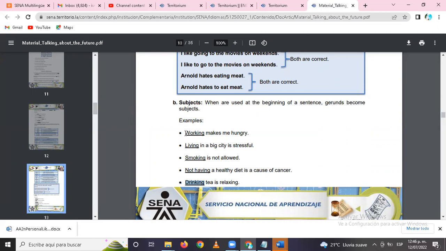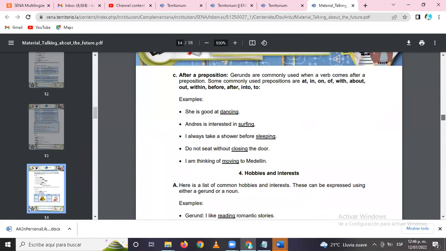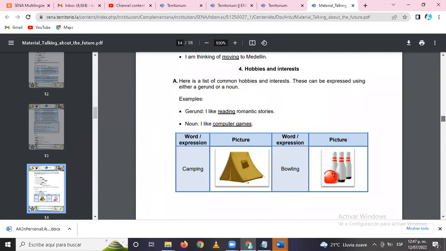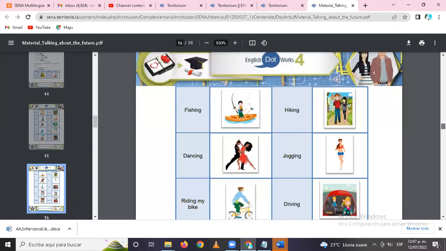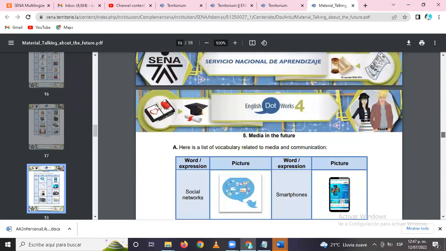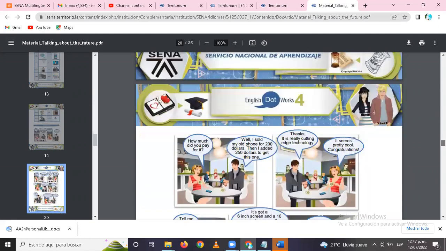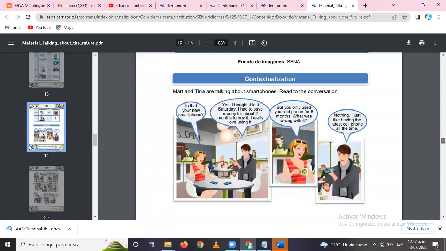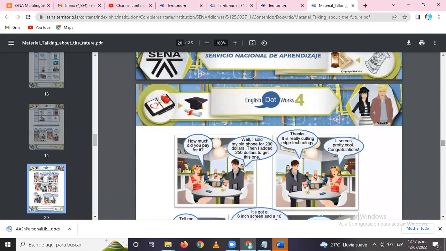Working makes me hungry, living in a big city is stressful, smoke is not allowed, not having, in this case because it's negative, not having a healthy diet is a cause of cancer, drinking tea is relaxing. And then at the end, you have some vocabulary related to hobbies and the contextualization. Any doubt?